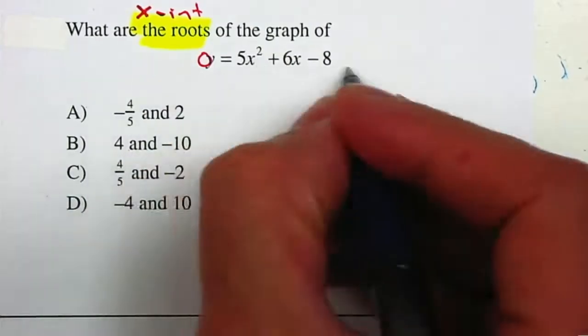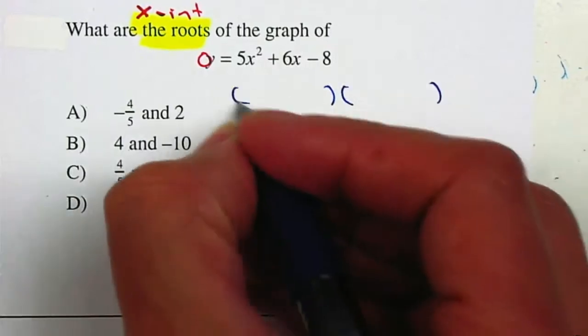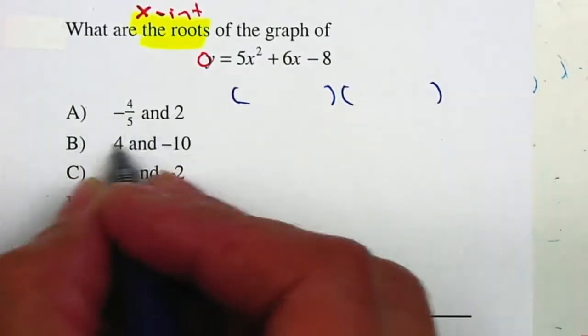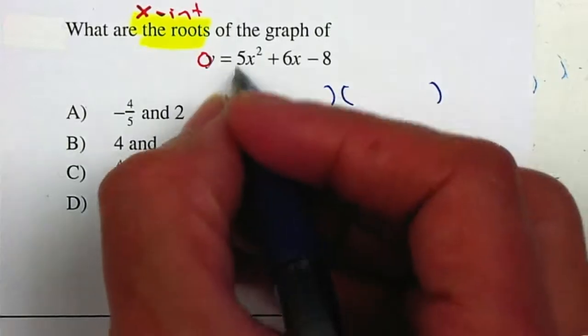Since this is a quadratic equation, we are going to solve it by factoring. And notice that your answers are nice and neat. There are no square roots in there. So we should be able to factor this nicely.